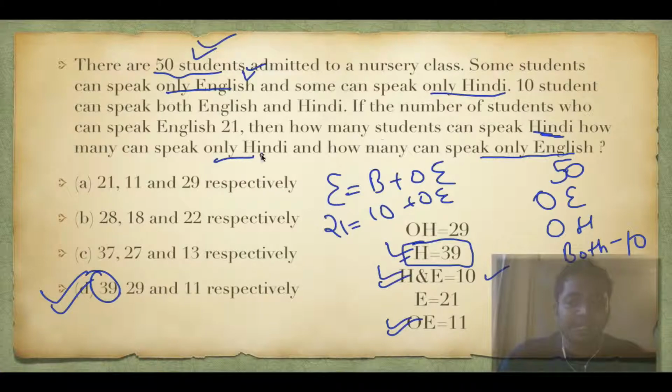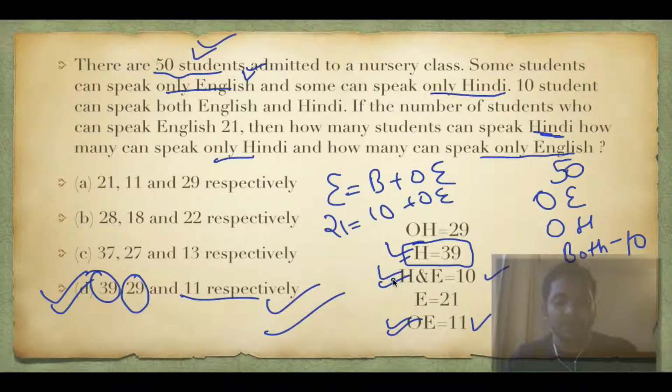How many can speak only Hindi? Since 21 can speak English, obviously 29 are left who can speak only Hindi. And how many can speak only English? We have deciphered earlier. So 11. So the answer will be 39, 29 and 11. See, even if you know 39 is the correct answer, you just move ahead, mark the question. Is that understood? Because 39 does not figure in any of the options. Options are very, very crucial while you're solving a CSAT paper.